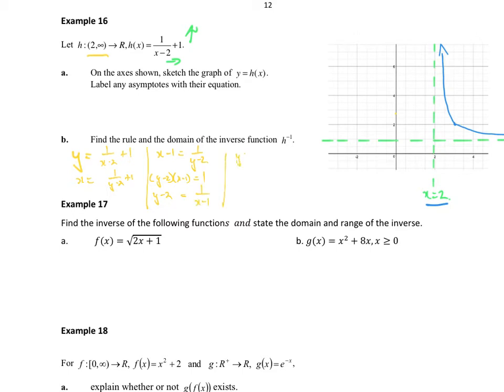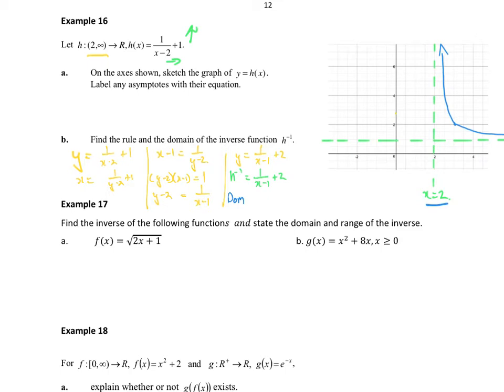Which leaves me with y is equal to 1 over x minus 1 plus 2. That's why we must write h inverse equals 1 over x minus 1 plus 2. Right, so there's my inverse function. Now if we have a look at the domain of this inverse function, you would expect it to be R except for 1, yeah?